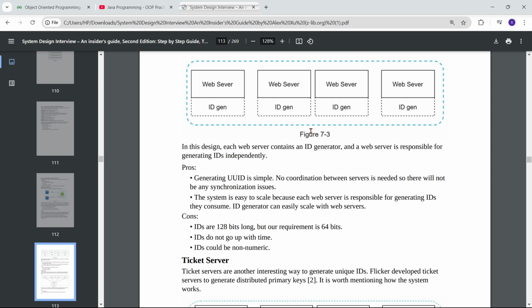In this design, each web server contains an ID generator, and a web server is responsible for generating IDs. Generating a UUID is simple, no coordination between servers is needed, so there will not be any synchronization issues. The system is easy to scale because each web server is responsible for generating the IDs it consumes. The ID generator can easily scale with different servers. Cons: IDs are 128-bit long, but our requirement is 64-bit. And IDs do not go up with time. IDs would be non-numeric.